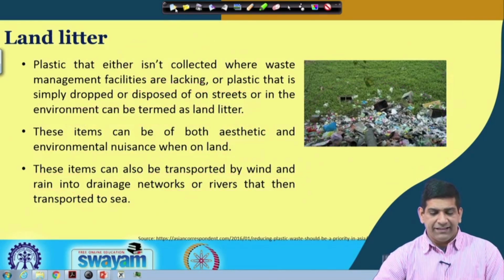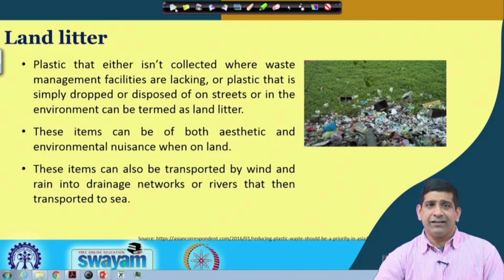The waste that is there on the road when you drive or bike to your home, you see a lot of littered plastic. The same plastic may be in the ocean a few months down the line. So it does get transported, and when it's in the ocean, it can affect fish lives.